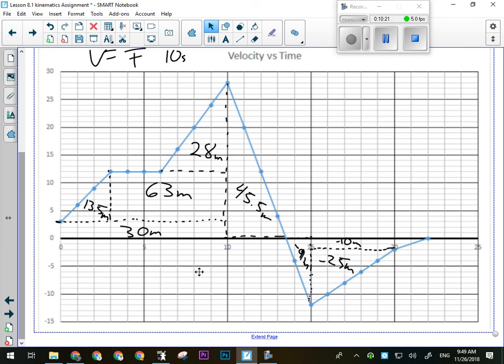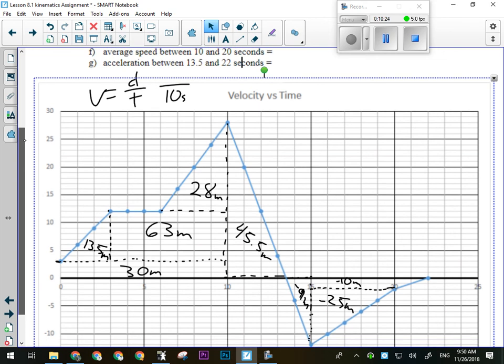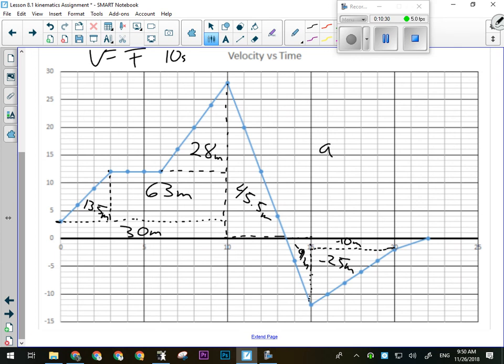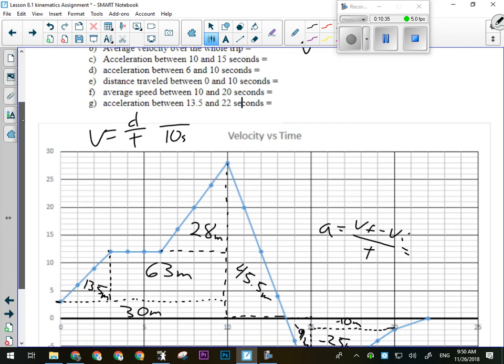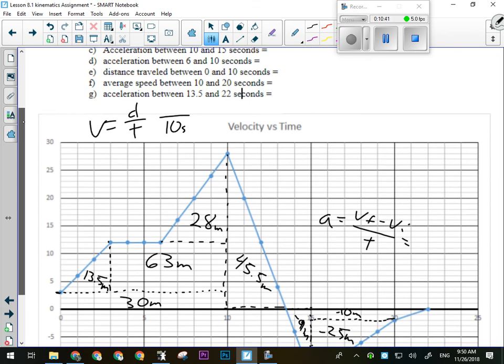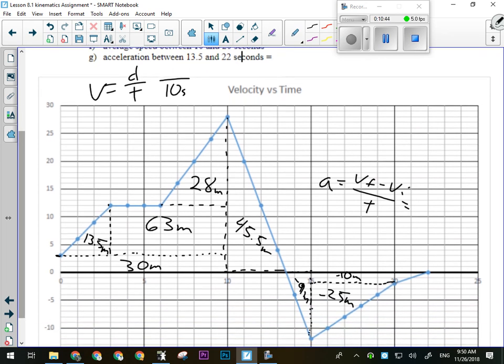Okay. For part G, it wants to know the acceleration between 13.5 and 22 seconds. All right, so acceleration is VF minus VI over T. Between 13.5 and 22 seconds is going to be, what, 8.5 seconds? That's right, 8.5. Okay, and 13.5 seconds is right here, so our speed there is 0. And at 22 seconds, it's also at 0. So our acceleration during that time is 0.